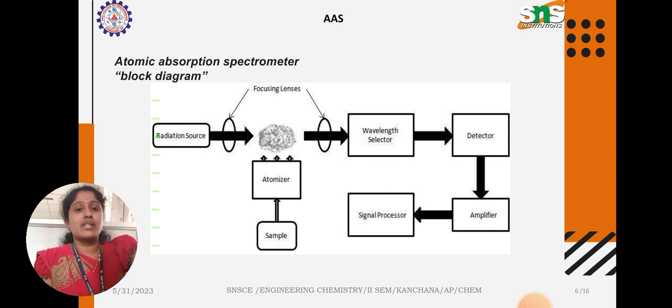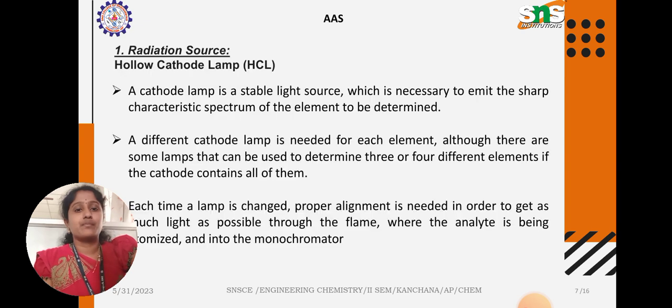Atomic Absorption Spectrometer block diagram. Source: hollow cathode lamp, HCL. A cathode lamp is a stable light source which is necessary to emit the short characteristic spectrum of the element to be determined. A different cathode lamp is needed for each element, although there are some lamps that can be used to determine 3 or 4 different elements if the cathode contains all of them. Each time a lamp is changed, proper alignment is needed in order to get as much light as possible through the flame where the analyte is being atomized and into the monochromator.